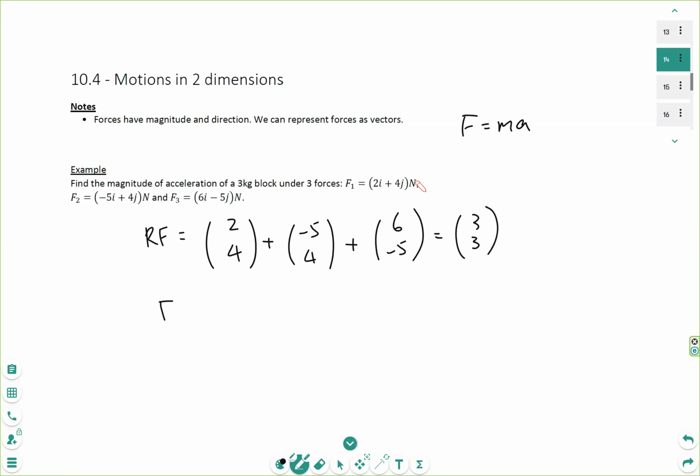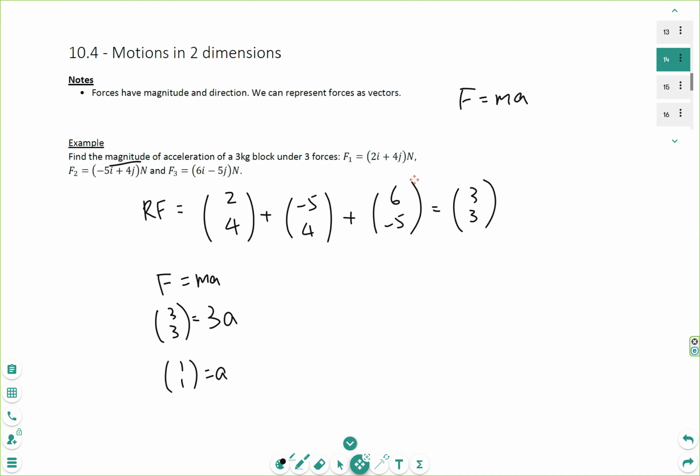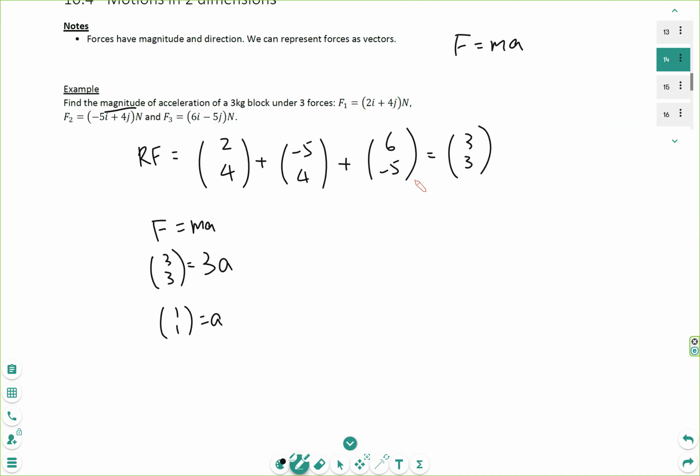What does that mean? That means when we do F equals ma, this 3 and 3 becomes our force on the left hand side. And the mass is 3 times a. So when we divide by 3 across, you divide every top and bottom by 3, so it becomes 1 and 1. So therefore a equals 1 and 1. But they want to find the magnitude. So the acceleration is 1i plus 1j. That means in terms of direction, we're going 1 and 1, that direction, for acceleration.